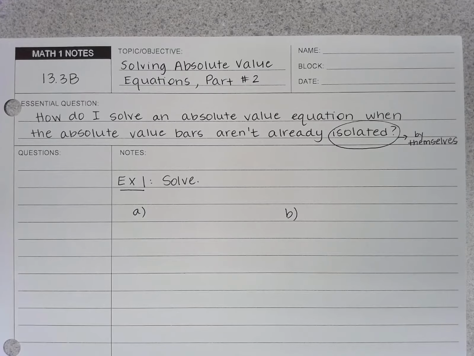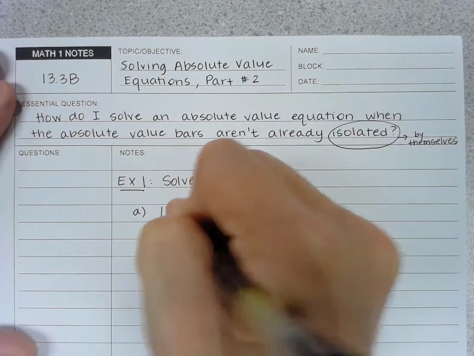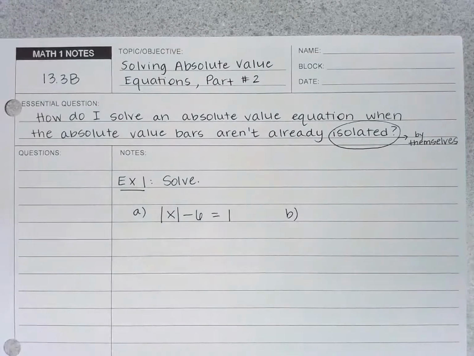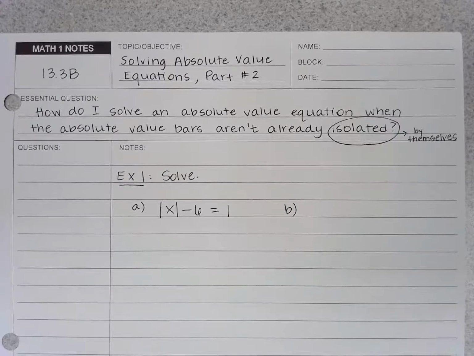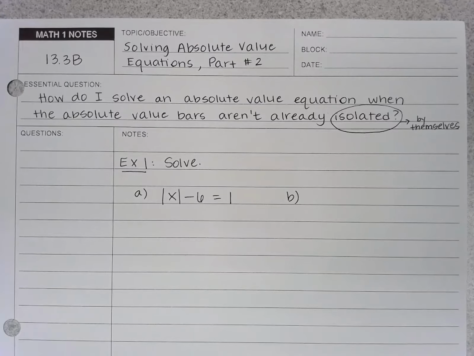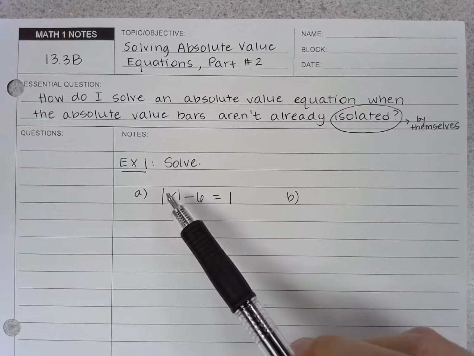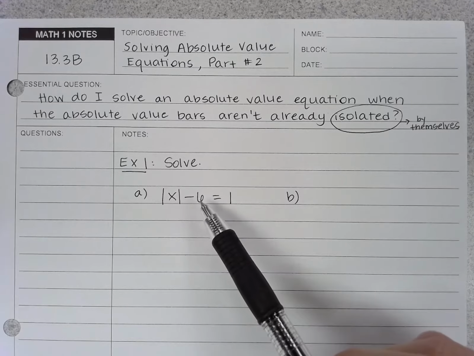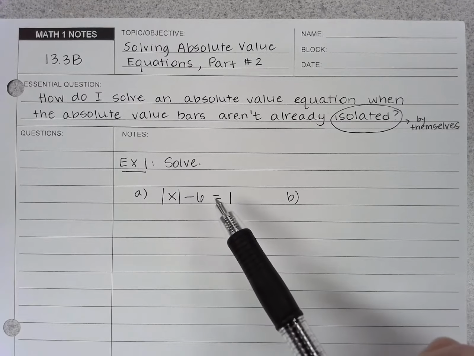All right, let's see. So for example number 1a, the directions say solve, and the equation that we're going to solve for this one says the absolute value of x minus 6 is equal to 1. So at first glance, this looks like it's exactly the same as what we did yesterday. It has bars, it has an equal sign, it has a number. But what's actually true about this equation is that it's a little bit different. This says if I take the distance that something is away from 0, and if I subtract 6 from it, it's going to give me 1 out as my answer.